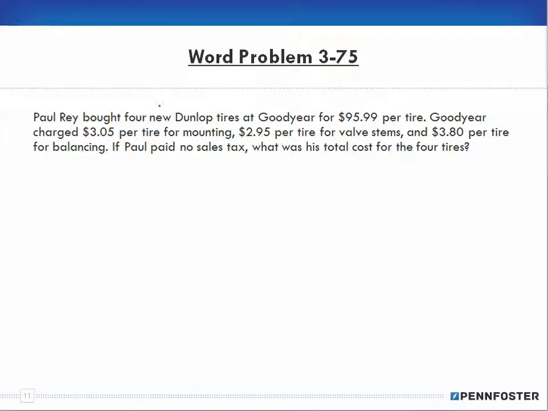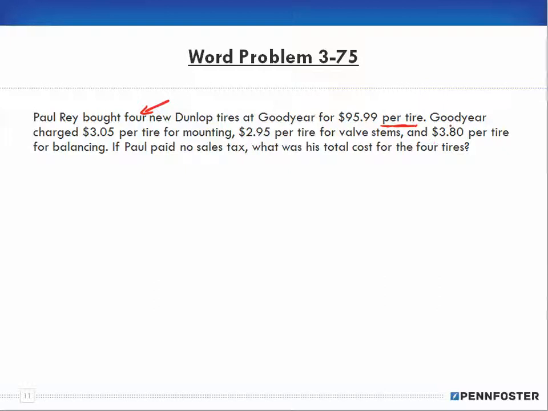Paul Ray bought 4 new Dunlop tires at $95.99 per tire. Well, that's like 96 bucks, close enough, and he's buying 4 of them. So 4 times 96 is going to be 360 some. Notice that I'm taking the per tire price, and I know he's buying 4 of them, so whatever I use, I'm going to end up multiplying by 4.